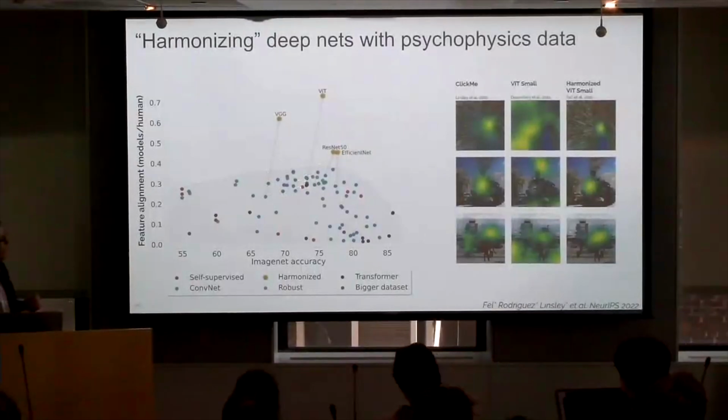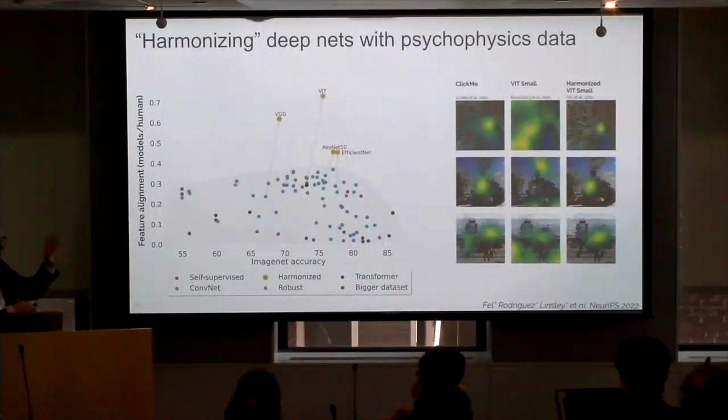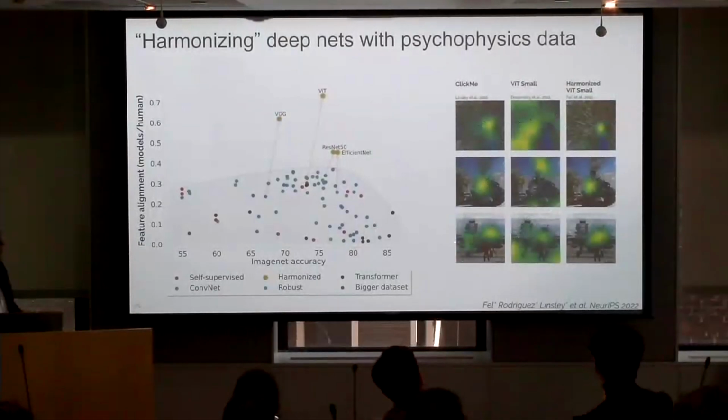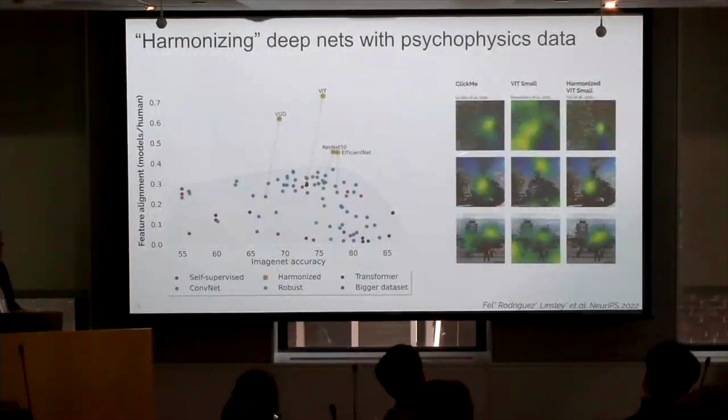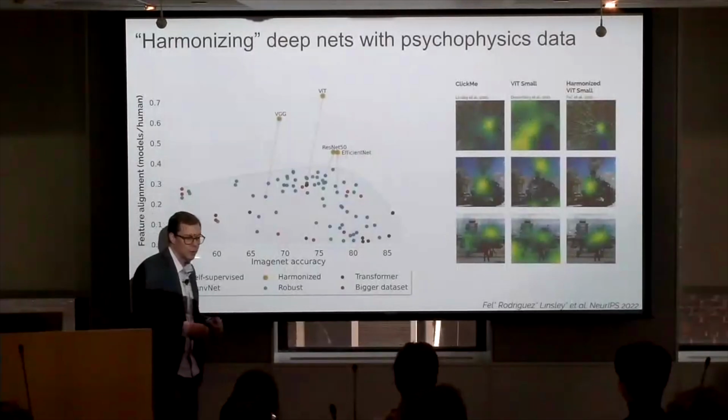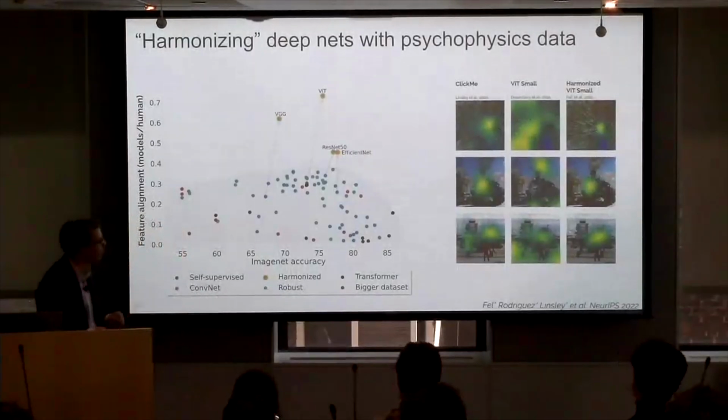Here you see a few representative models that we use as starting points. And you see that when we do this procedure, again, with separate training, validation, and test, something like a VGG gets a big boost in terms of alignment. This is just to show you a few sample images. This is what a ViT would select. This is human data. And after we harmonize, we call the procedure harmonization, we find that the models are much better aligned with humans.